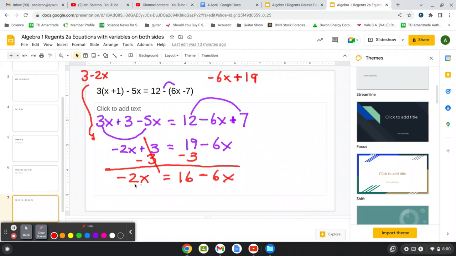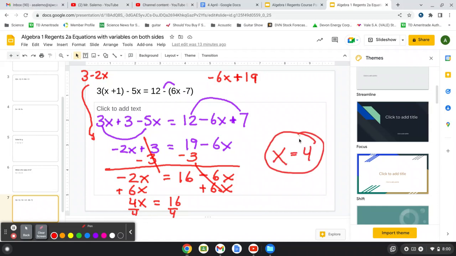All right, and now we can't minus this. We can't get rid of this negative 2x because that'll give us 0, so we have to actually do the opposite operation here. That'll cancel. Whatever you do to one side, you do to the other. So now we're going to have a positive 4x equals 16. And if we divide 4 on both sides, x equals 4. So we solved for x. Always double check your work.